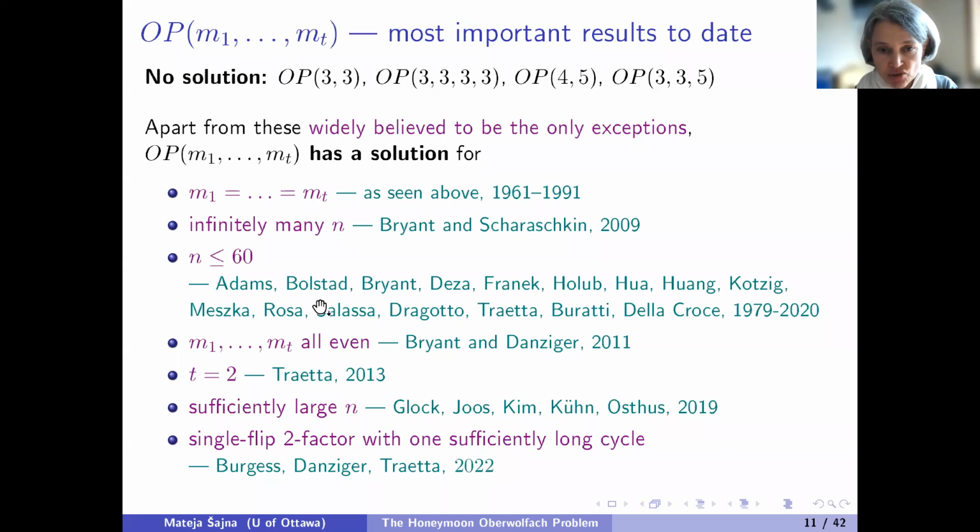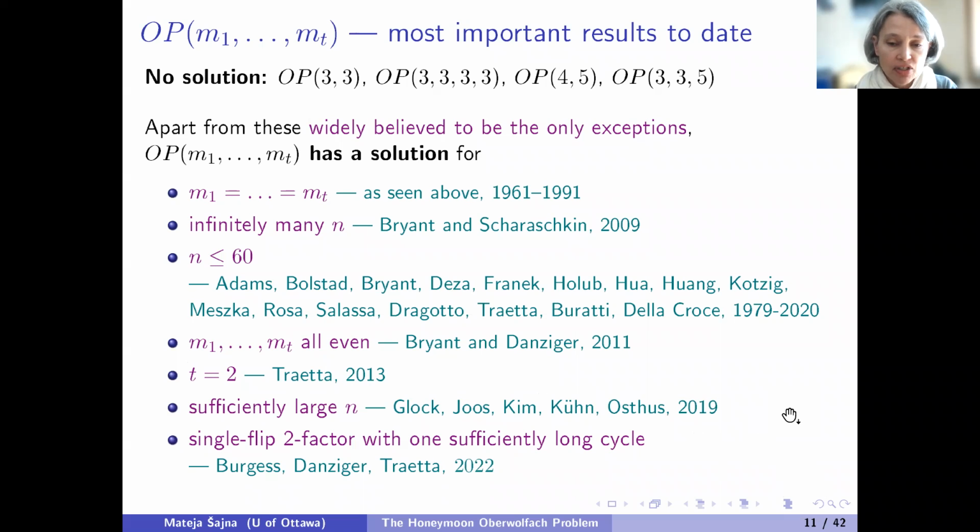This is a bunch of papers that involve these authors here. For bipartite two factors by Bryant and Danziger. For two tables by Traetta. For all sufficiently large orders, that's the asymptotic result that Peter was talking about, where we don't actually know precisely how large this n needs to be, potentially very large.